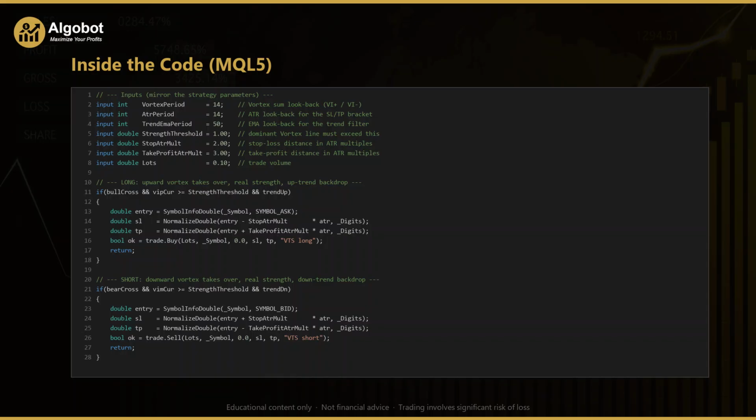Notice how both sides use the same average true range value. So the protective distances scale with current volatility on either side of the market.